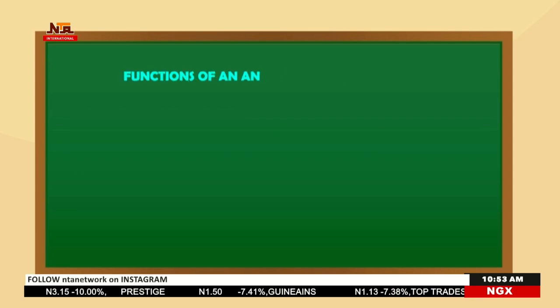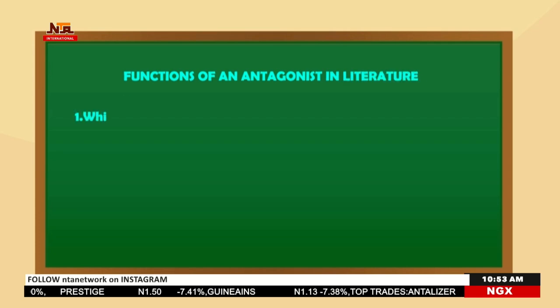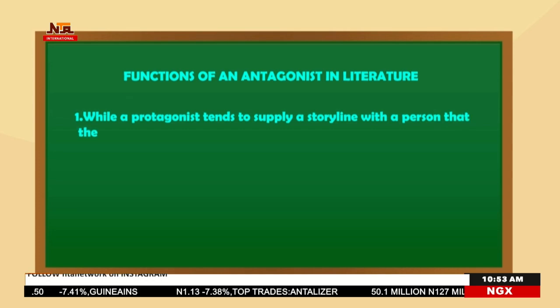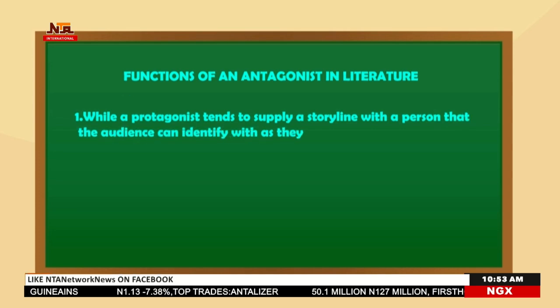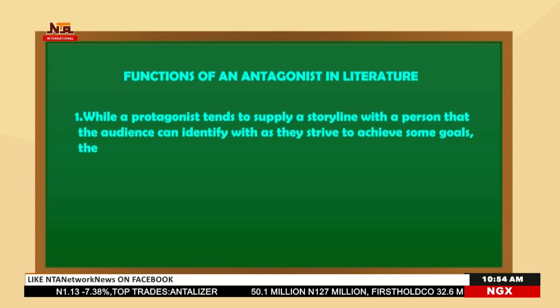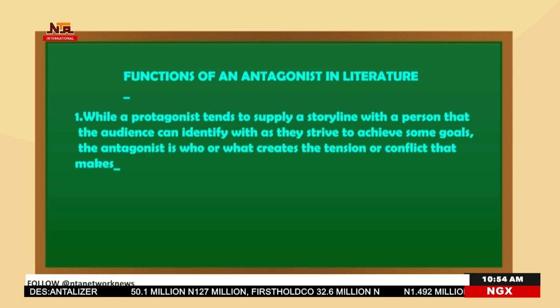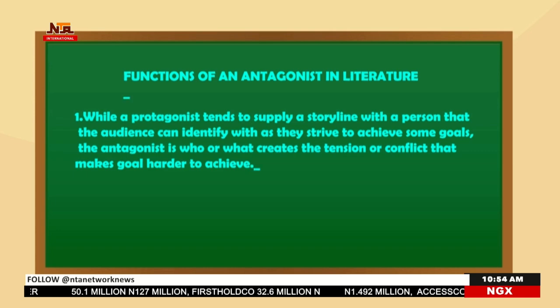Functions of an antagonist in literature. While a protagonist tends to supply a storyline with a person that the audience can identify with, as they strive to achieve some goals, the antagonist is who or what creates the tension or conflict that makes goals harder to achieve.